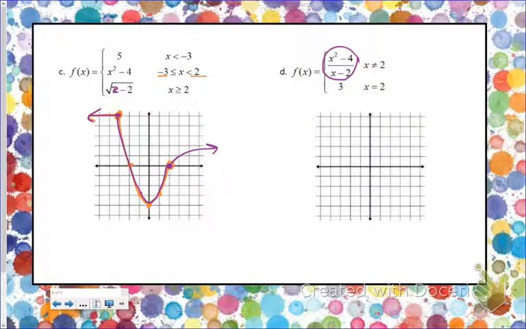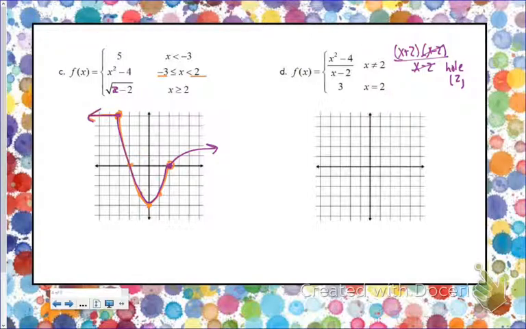X squared minus 4 over x minus 2 is a rational function. If I were to factor that, we're going to see exactly what it's going to look like because the x minus 2 cancels out. And if you remember, if a factor cancels, that's going to create a hole in your graph. So this graph is going to have a hole when x equals 2.